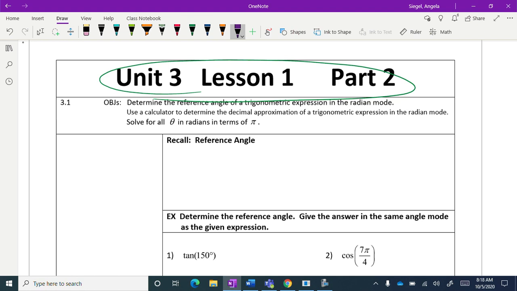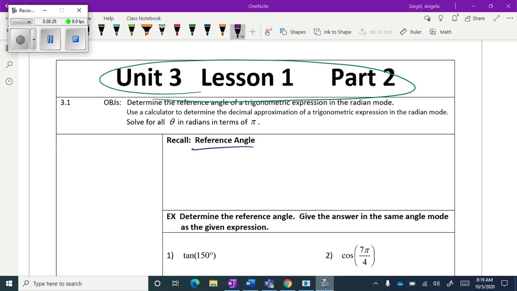So the first thing I want you to do is recall your knowledge of the reference angle. Remember that it's always positive and acute, and that all angles in quadrant 1 are equal to the reference angle. So I'm going to write that down and then we'll continue on.